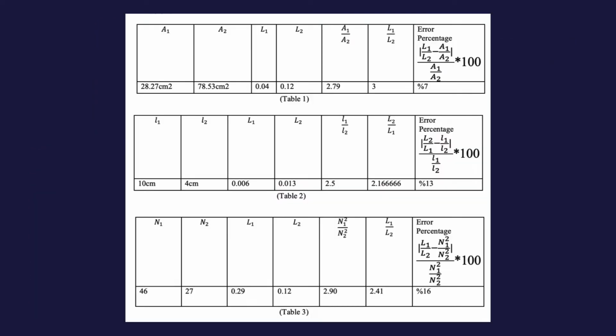So, as you can see here, these are my results. Our results confirm that the inductance increases with the number of wire turns and the solenoid's cross-sectional area, as predicted. This suggests that the inductance is closely related to these two factors. However, our experiment did show some discrepancies, with error percentages of 7%, 13%, and 16%. These errors could be due to several factors.